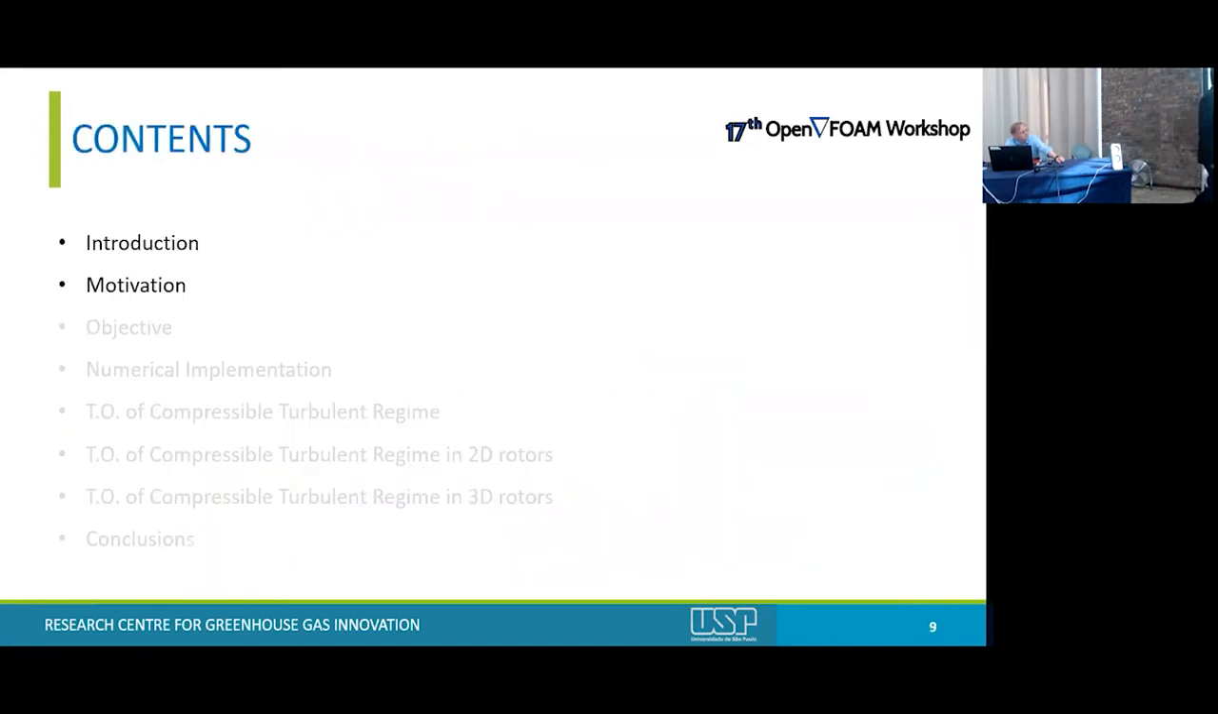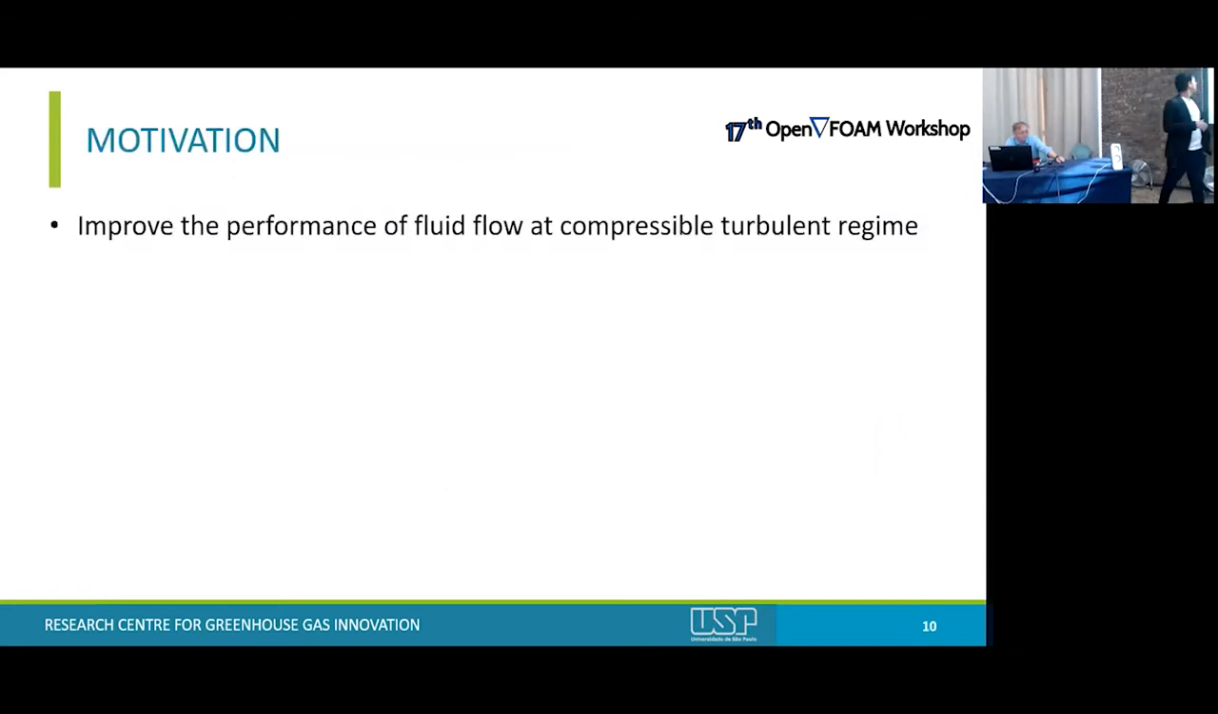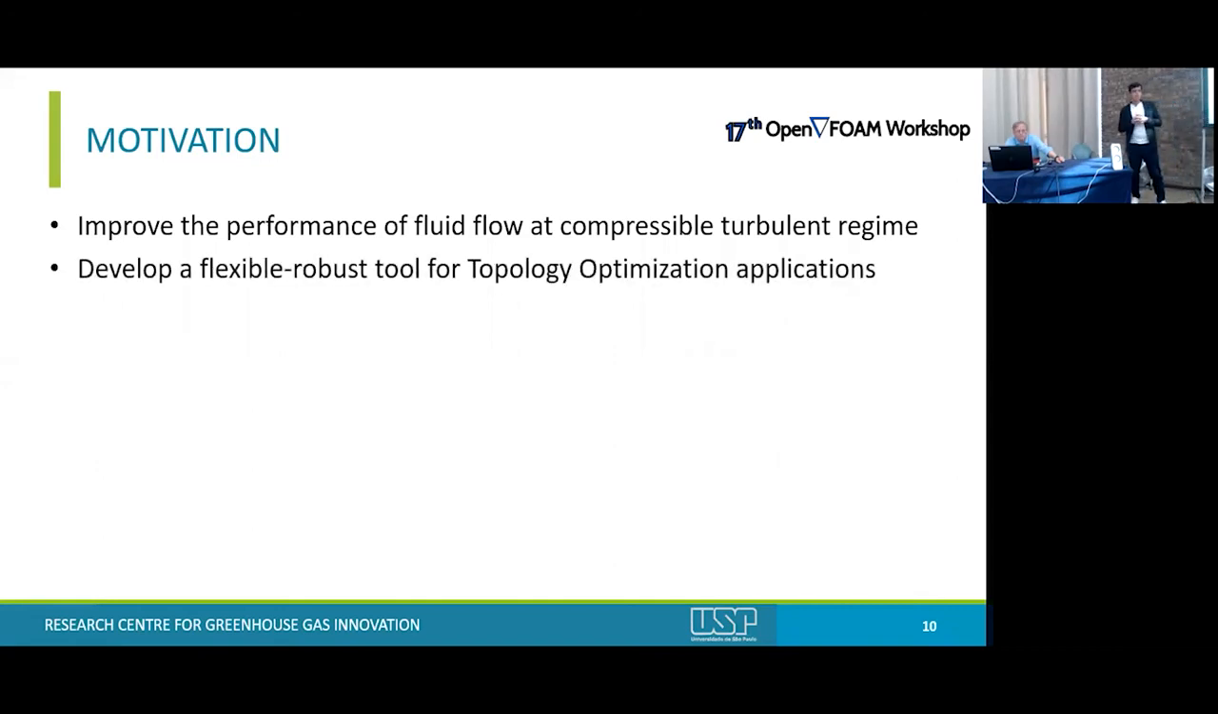So as you can see, this summarizes basically how to develop topology optimization for the compressible turbulent regime, in order to optimize the performance of rotors, specifically for the CO2 carbon capture and storage management program that is developed over there.